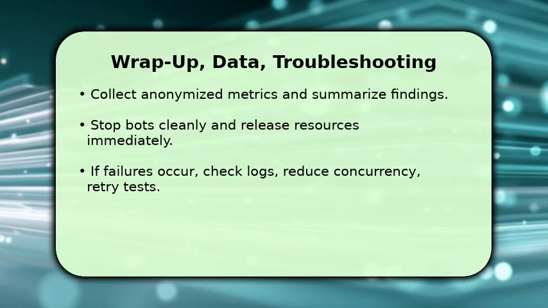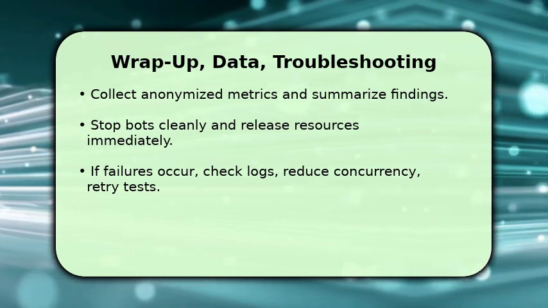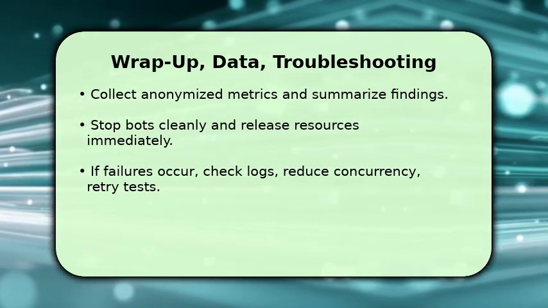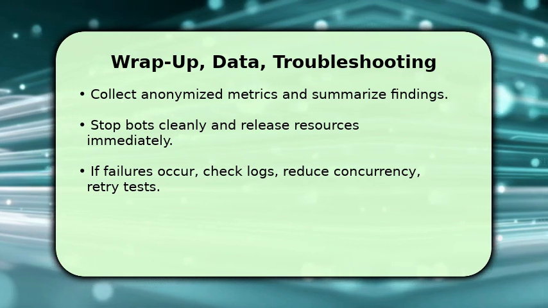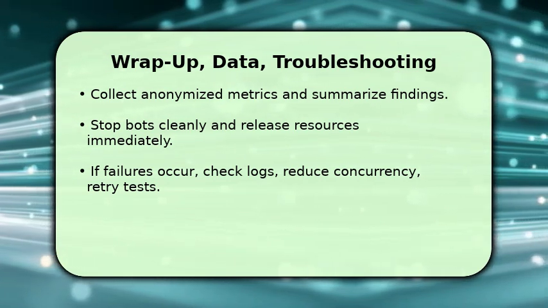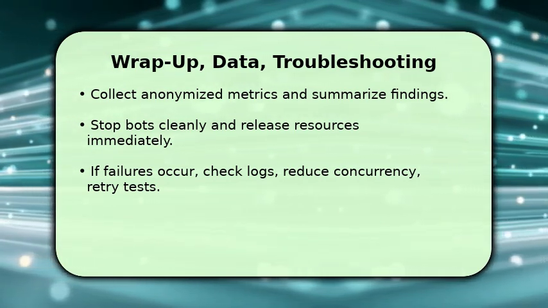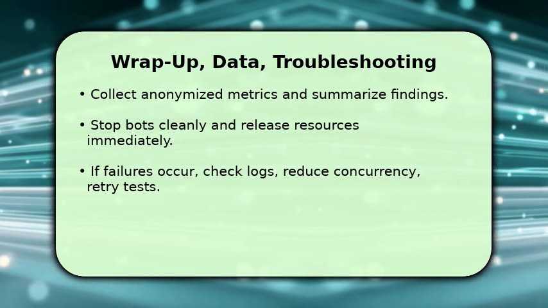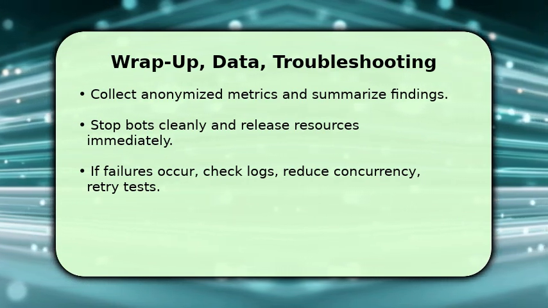If something goes wrong, first check bot and server logs, then reduce concurrency and response speed before retrying. Make sure to restore the environment and confirm no lingering automated connections remain. This keeps testing ethical, safe, and reproducible.